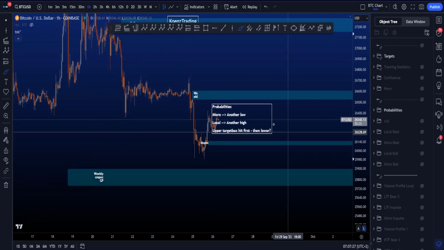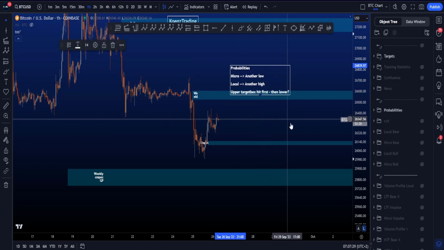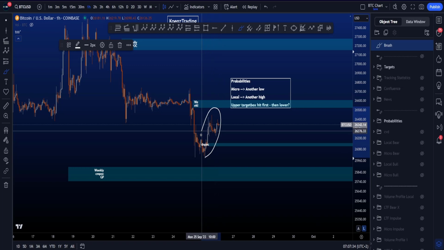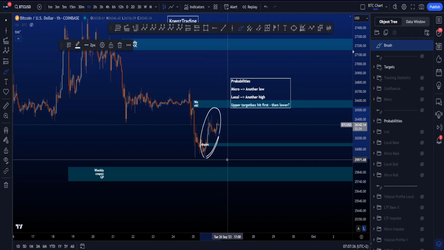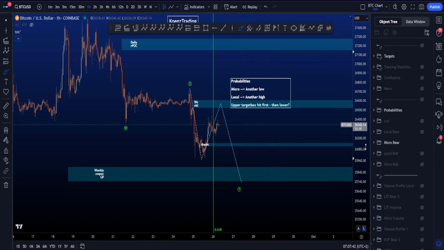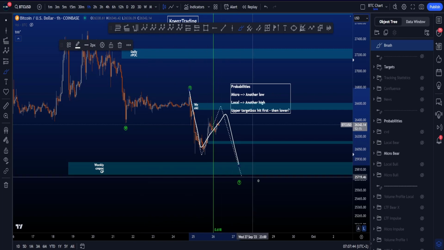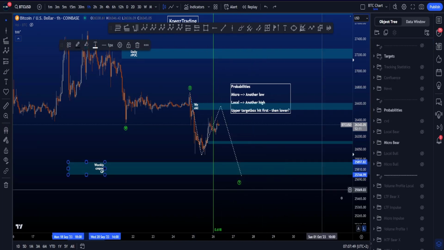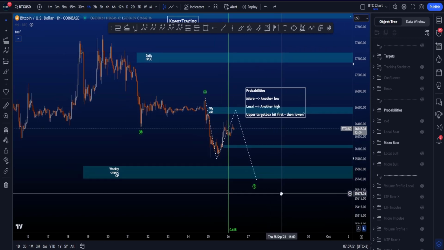Because if we look at the probabilities of these scenarios on the different time frames, then on the micro, because of the difficulty of counting this move to the upside in an impulse, the probabilities are higher that we still have another low to be made in a WXY double zigzag, where we are going to reach this lower target box over here between 25.7 and 25.9.